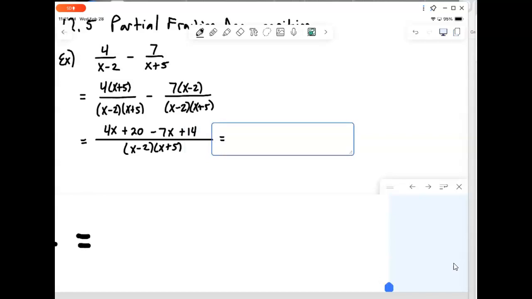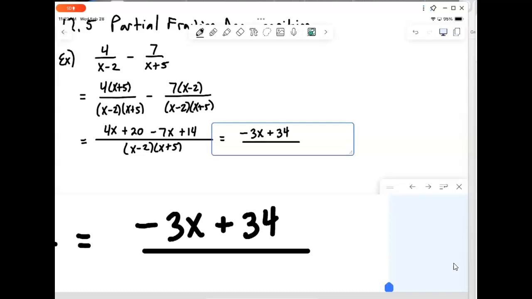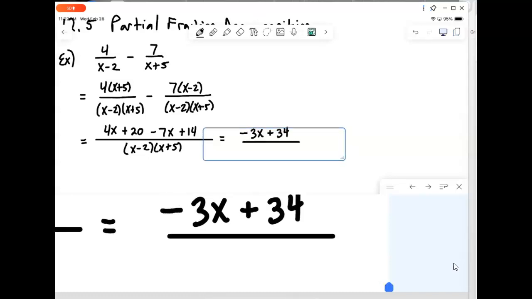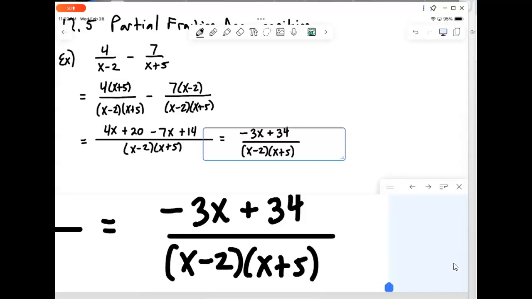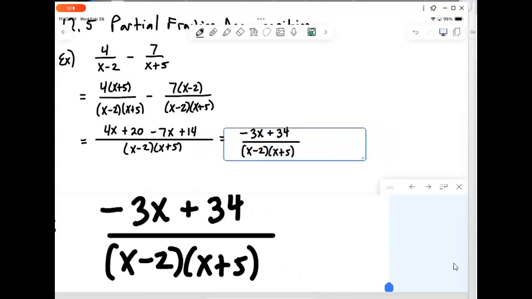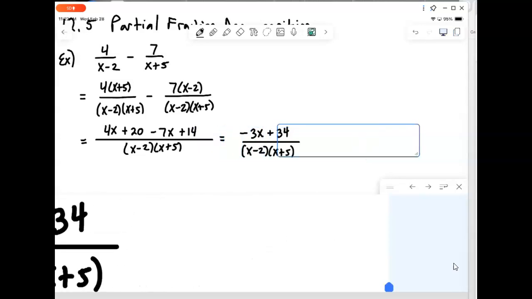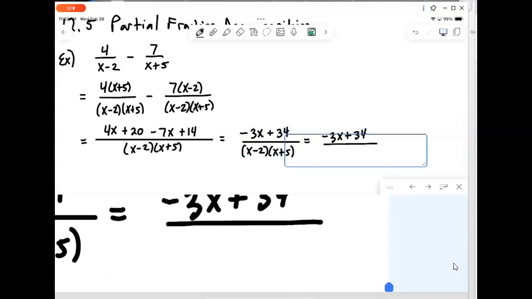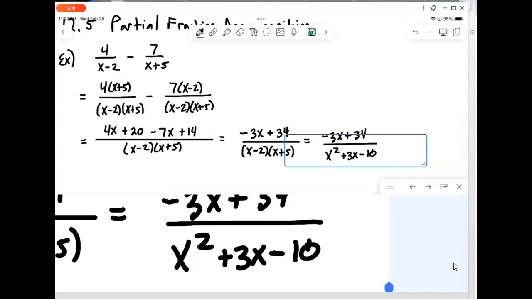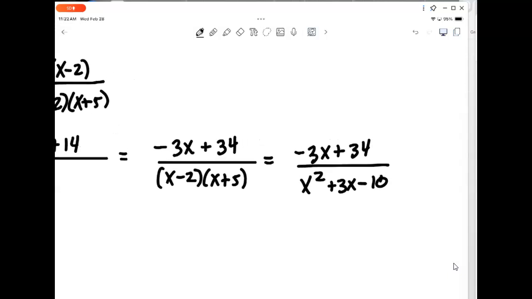Okay. And then we have a few like terms to put together. 4x minus 7x would be minus 3x. 20 plus 14 would be plus 34. So we get the answer negative 3x plus 34 over x minus 2 times x plus 5. Now when I taught working with these problems, I usually just told students there's no need to multiply the denominator out. But we certainly could, if we wanted to, also multiply out the denominator and have x squared plus 3x minus 10. Okay. And so here we've just added our fractions there.